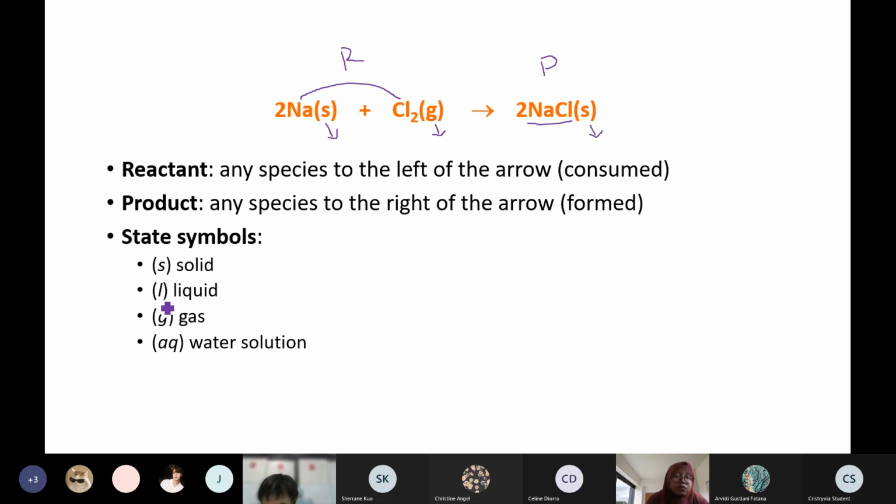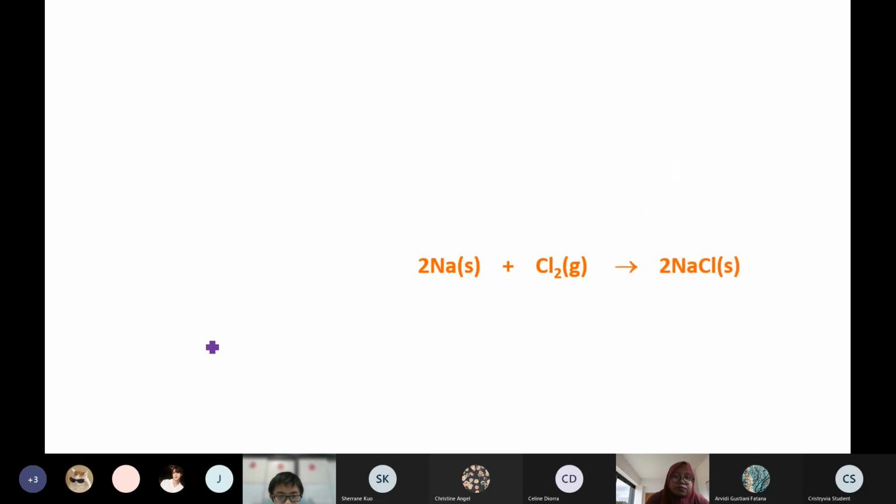L is the symbol for liquid. And aq is for aqueous solutions. When we add water into the solid, the state will be aqueous, a water solution.